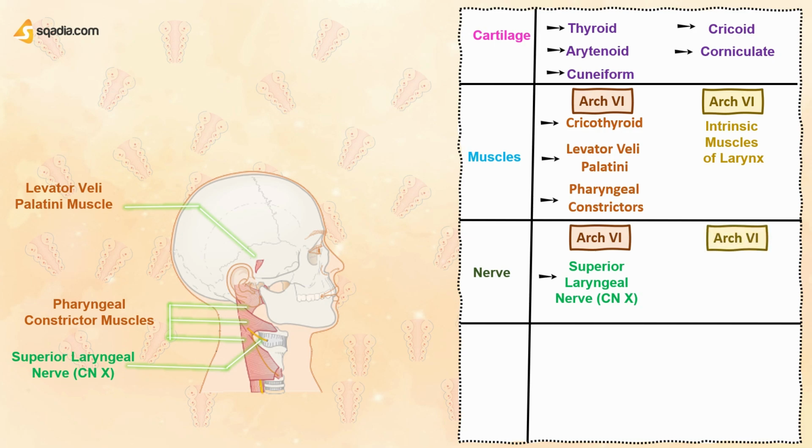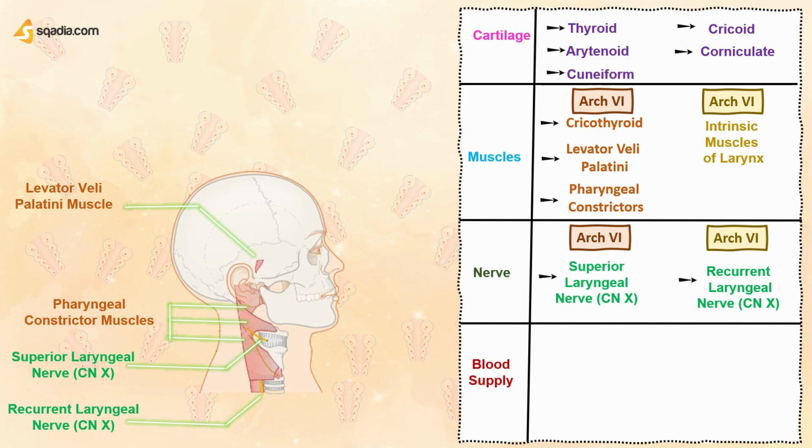Now, what is vagus nerve? The vagus nerve, also known as the 10th cranial nerve or cranial nerve 10, is one of the major nerves in the body. It is the longest and most complex cranial nerve, extending from the brainstem down to various organs in the neck, chest, and abdomen. The vagus nerve is a mixed nerve, meaning it contains both sensory and motor fibers, and it has a wide range of functions throughout the body. Pharyngeal arch 6 gives rise to recurrent laryngeal nerve, which is also the branch of the vagus nerve.